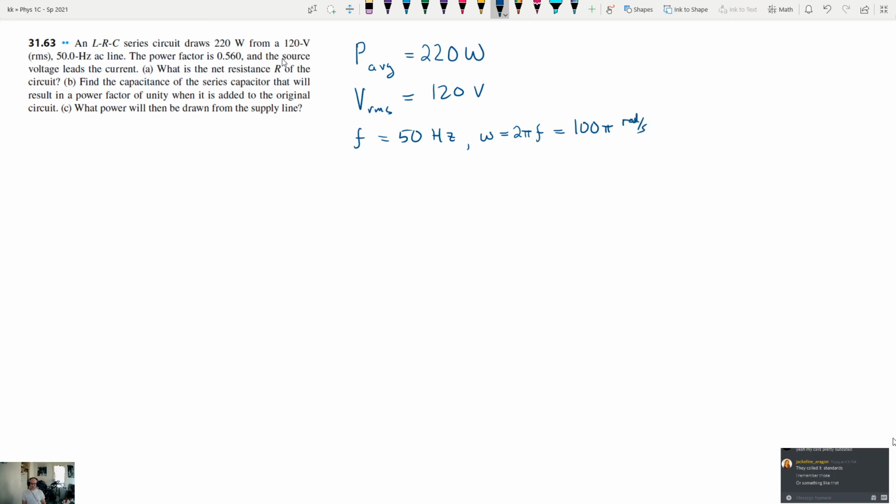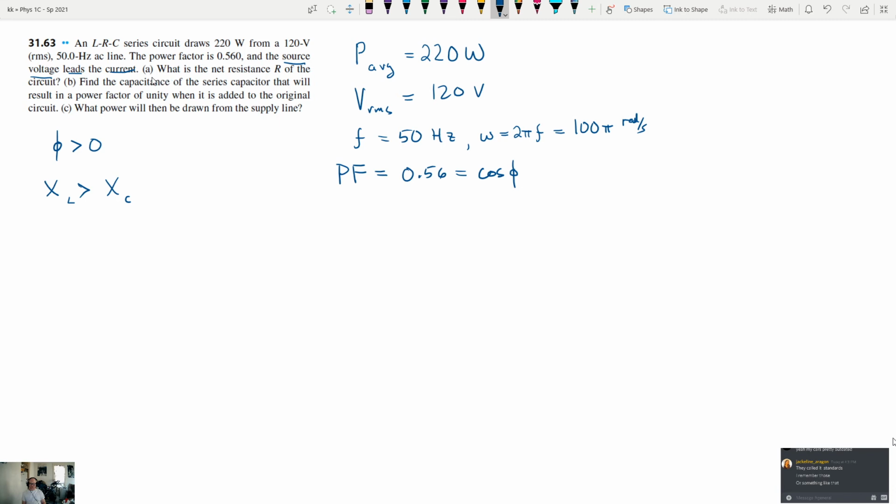It says the power factor is 0.56, so we'll just call that PF. And remember, the power factor is equal to what again? Cosine phi, exactly. It also tells us that the source voltage leads the current. Does that mean that the phase angle is positive or negative? Positive, right. What does that mean in terms of XL and XC? Which one is going to be bigger? XL. Okay, so, important information.